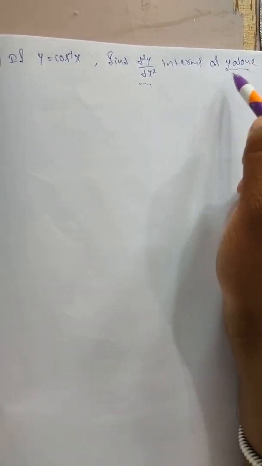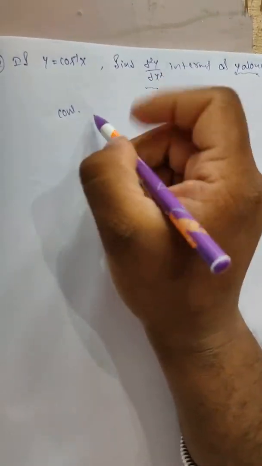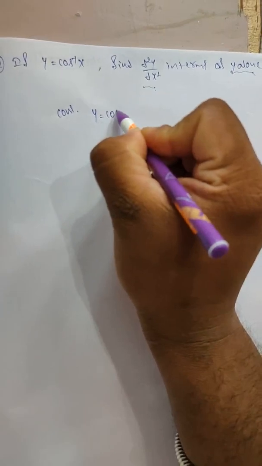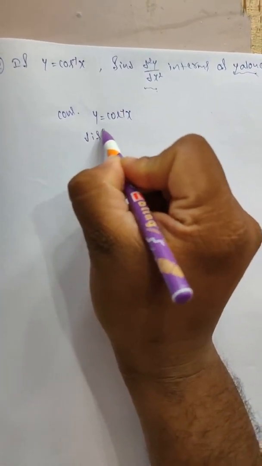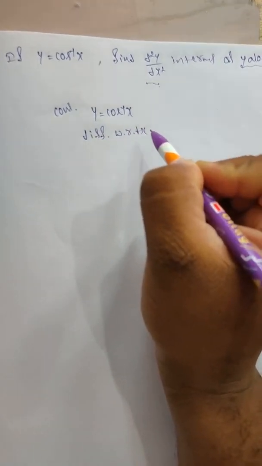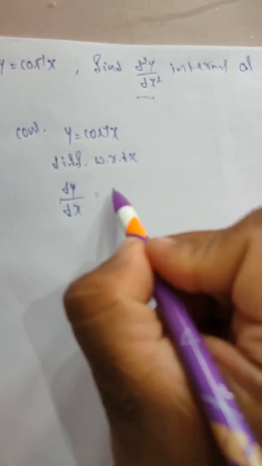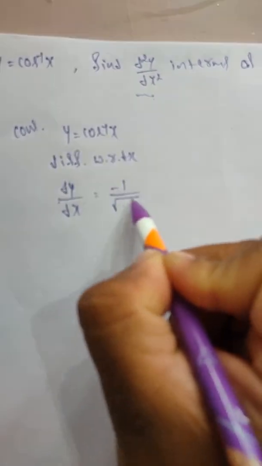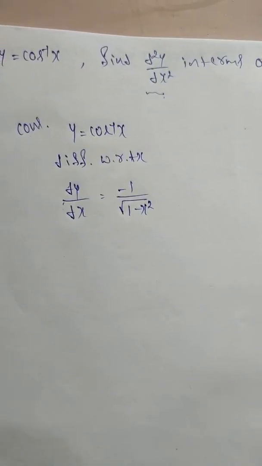So let me do this problem. Let me consider y is equal to cos inverse x. Differentiate with respect to x. Now dy by dx is equal to, what is the differentiation of cos inverse x? Minus 1 by root of 1 minus x square.